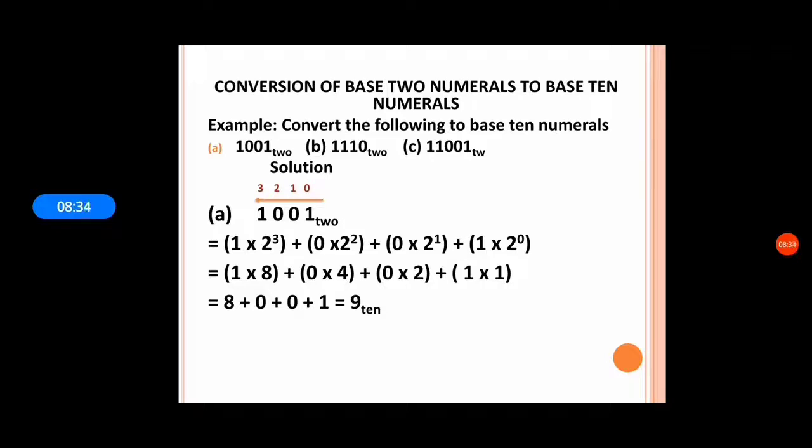And here we have 1 times 2 times 2 times 2 gives us 8. Plus 0 times 2 times 2, 4. Plus 0 times 2 raised to the power 1 is 2. Plus anything raised to the power 0 is 1. So we have 1 times 1. Here you have 8 plus 0 plus 0 plus 1, which is 9 base 10. It means our 1001 base 2 equals 9 base 10.